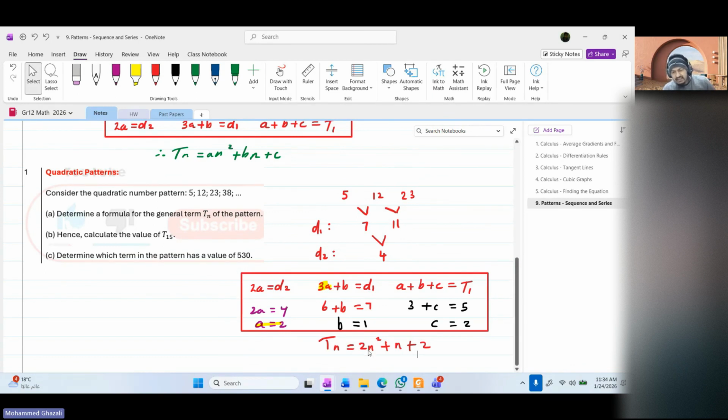Okay, now you can substitute a value and check if that actually works. Let's substitute 4 inside. 4 squared is 16. 16 times 2 is 32. And 32 plus 6 is 38. It works. Okay, so this was part A. Solving part B.